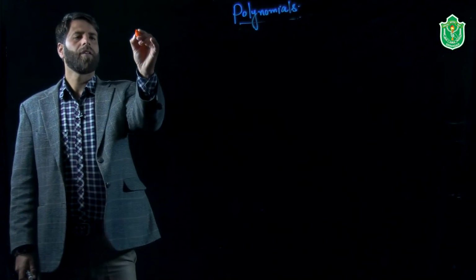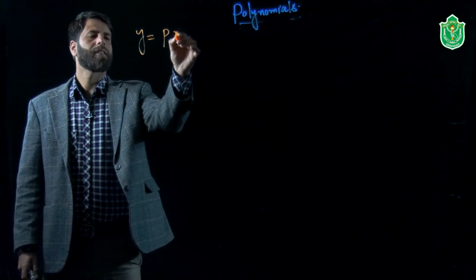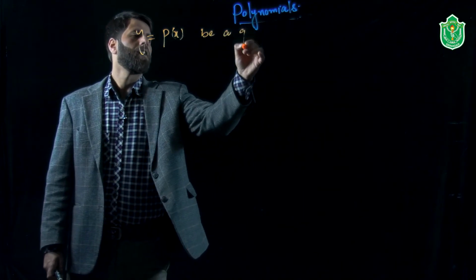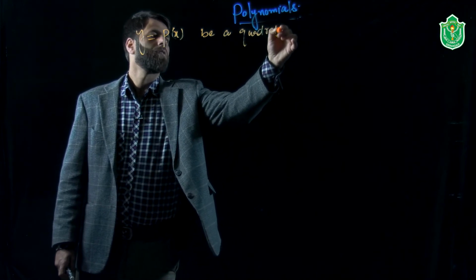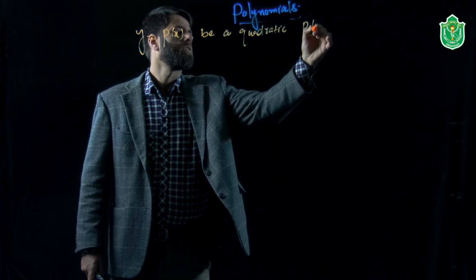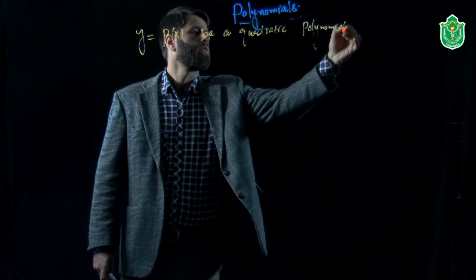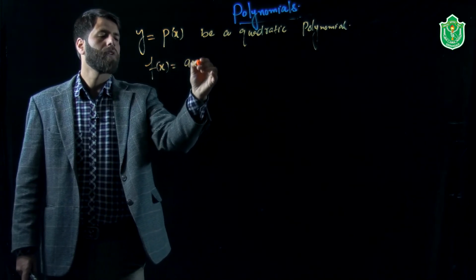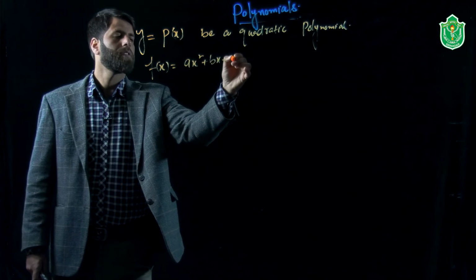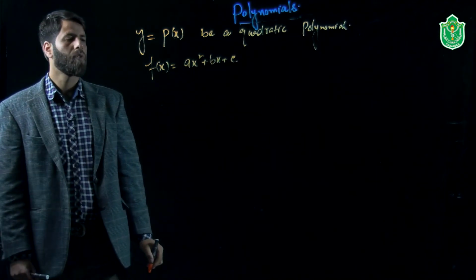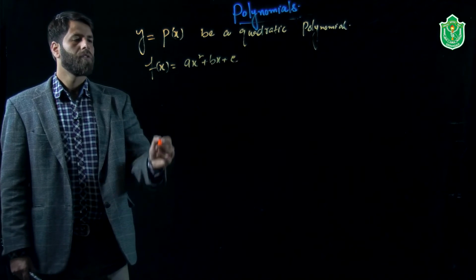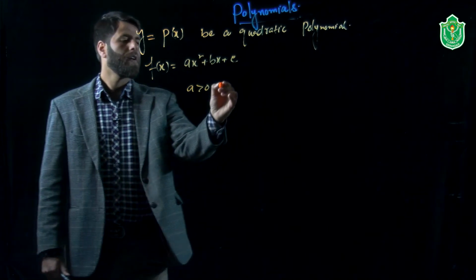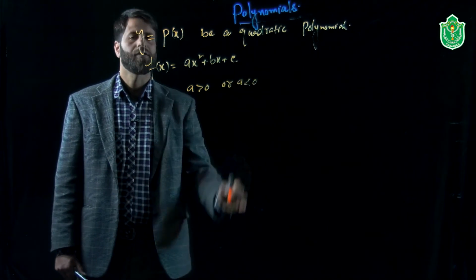So if we have a polynomial, that is y is equal to p of x, be a quadratic polynomial. That is f of x or p of x, you can write it as ax square plus bx plus c. You know that the zeros of the quadratic polynomials are 2. So it satisfies the conditions if a is greater than 0 or a less than 0.